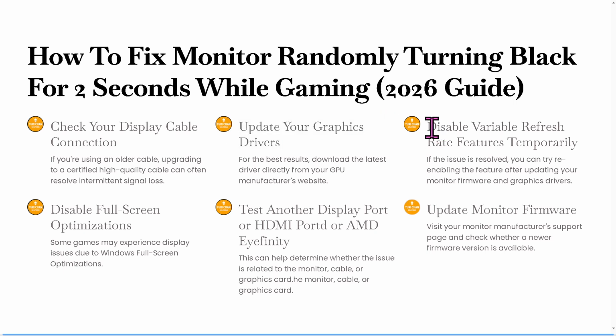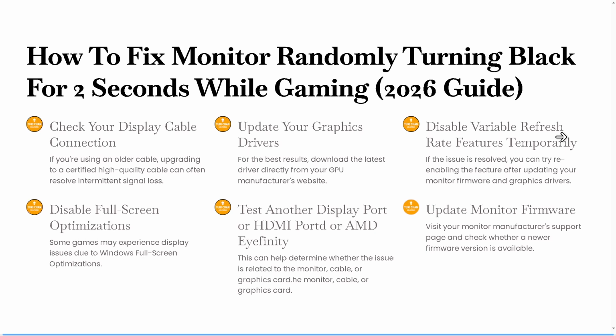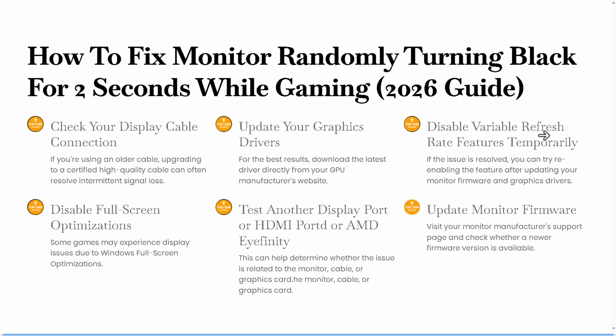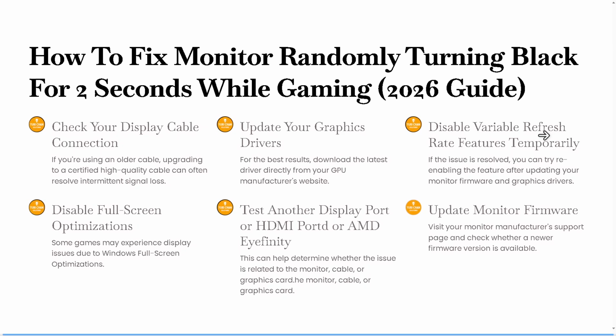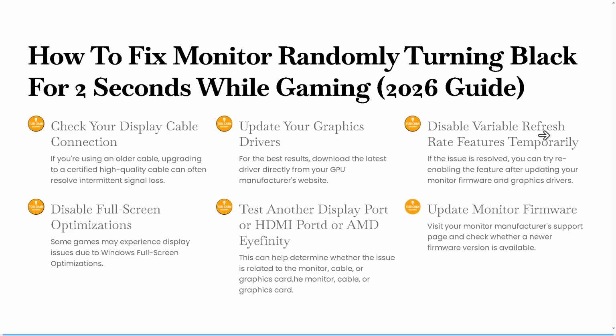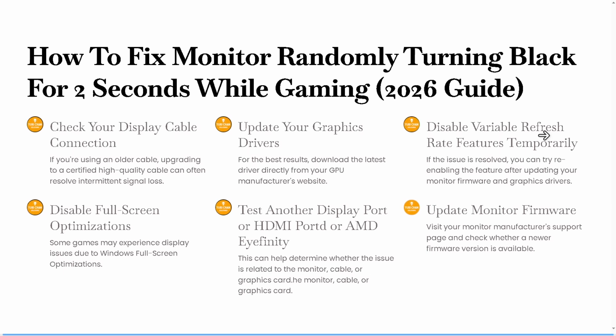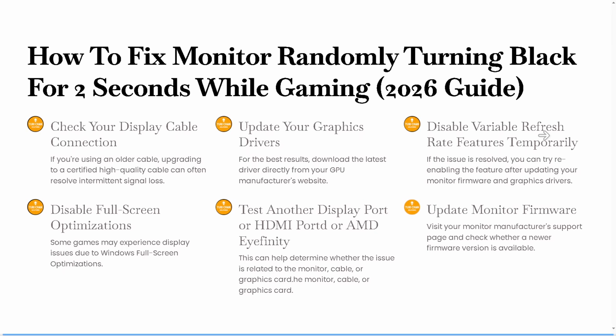And remember to also disable the variable refresh rate features temporarily. Features like G-Sync, FreeSync, and Adaptive Sync can sometimes cause signal interruptions if there is a compatibility issue between your monitor and your graphics card. To test this, open your GPU control panel, locate the G-Sync or FreeSync settings, temporarily disable the feature, and launch your game and see if the black screen disappears. If the issue is resolved, you can try enabling the feature after updating your monitor firmware and graphics driver.